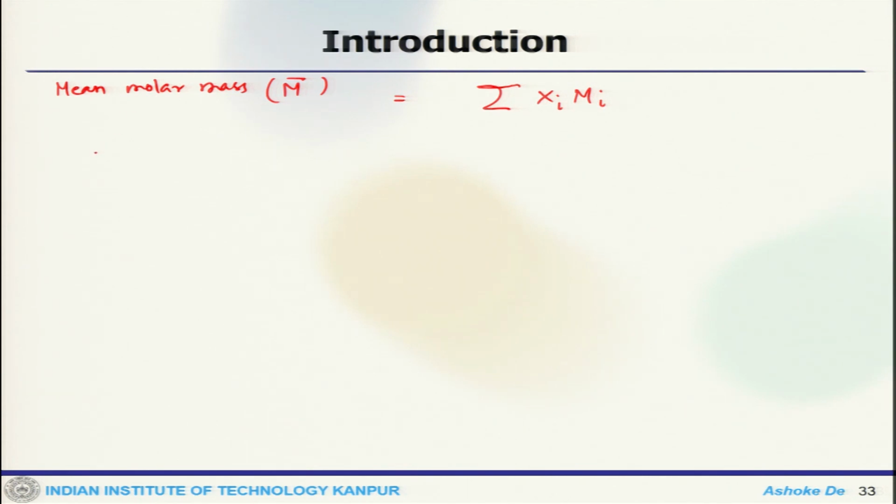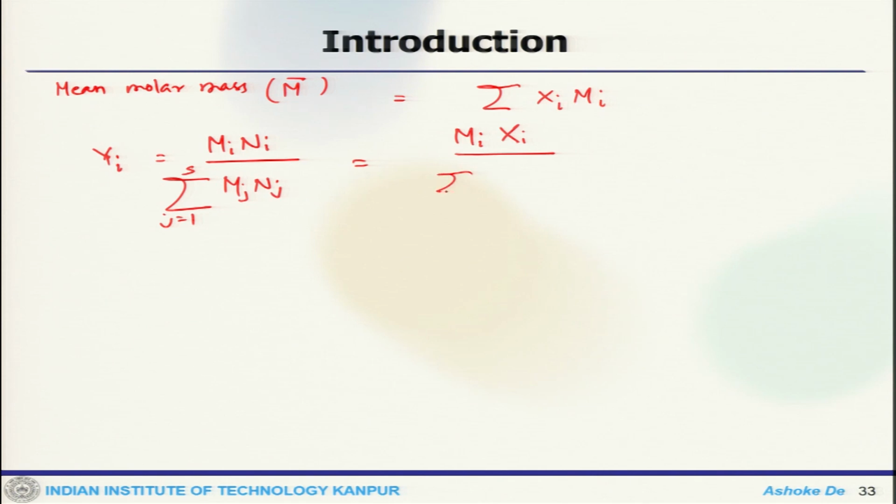So, one can correlate the mole fraction and mass fraction nicely. One can write Yi equals Mi Ni divided by the summation over j from 1 to S of Mj Nj. The mass fraction can be correlated with Mi Xi divided by the summation over j from 1 to S of Mj Xj, or alternatively Xi equals Yi divided by Mi times the mean molar mass.